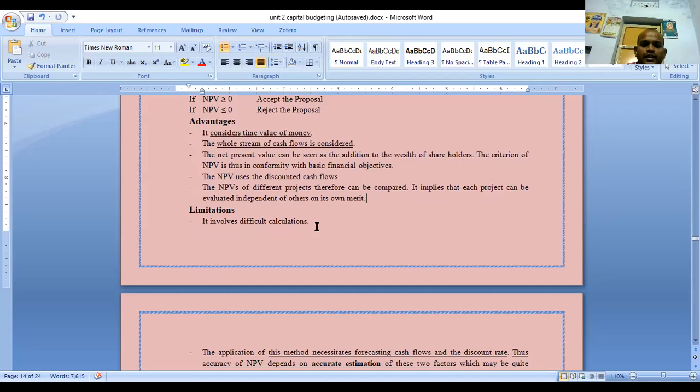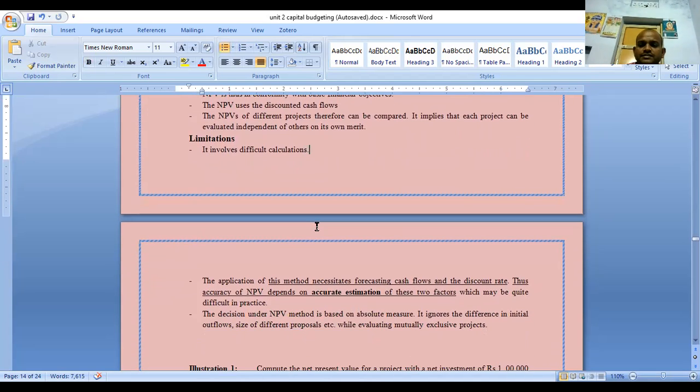Limitations: it involves difficult calculations, and the other one is the application of this method. Please be careful about this point. The application of this method necessitates forecasting cash flows and discount rate. It means this NPV totally depends on the accurate estimation of these two factors.